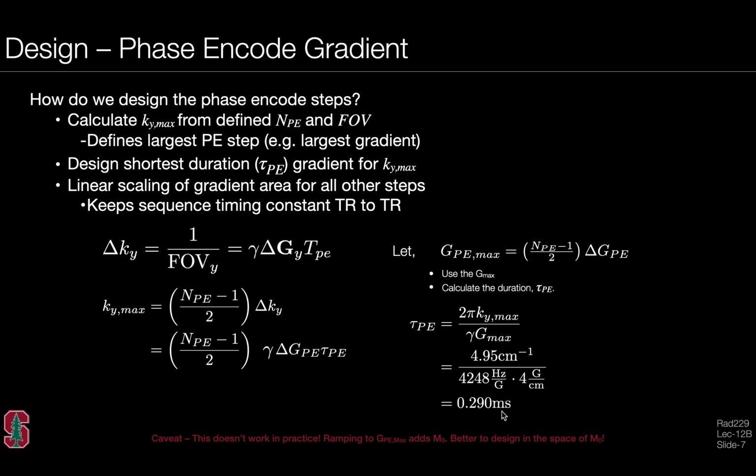But we also have to take into account the ramping area, the duration of the ramps themselves. And so in practice, this precise approach doesn't really work. Ramping to the gradient phase encode maximum adds some additional M0. And so in fact, it's better to design in the space of M0. We won't go through those steps now, but you can appreciate the small details will really matter in terms of making sure you encode the right KY lines.